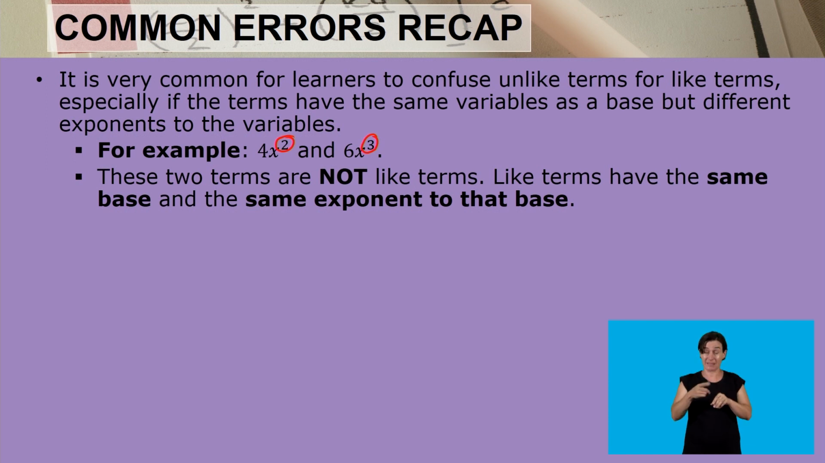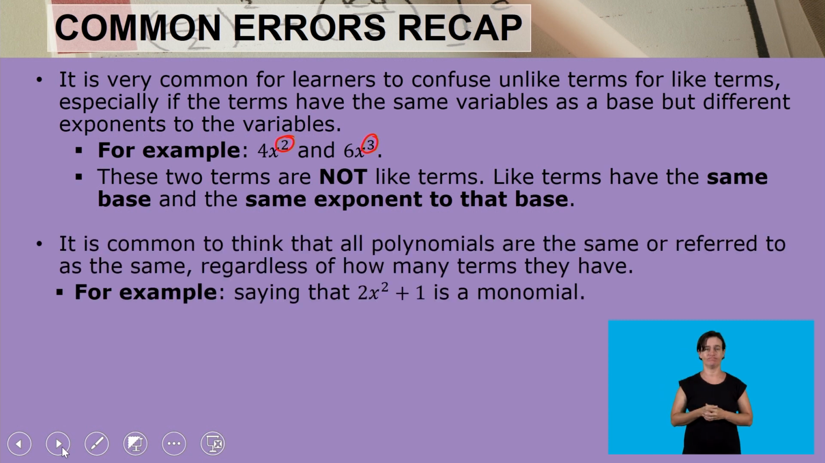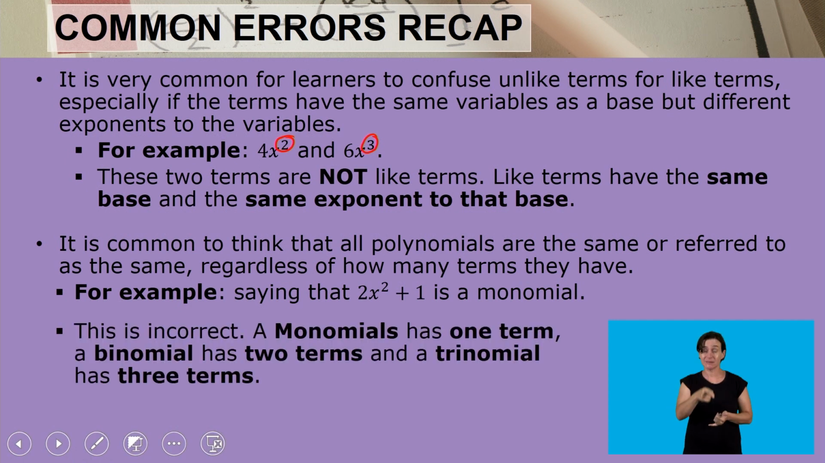Like terms have the same base and the same exponent to that base. So we should keep that in mind. Then it is common to think that all polynomials are the same or referred to as the same, regardless of how many terms they have. For example, saying that 2x squared plus 1 is a monomial. Now, of course, this is not a monomial. We know that monomials have one term, a binomial has two terms, and a trinomial has three terms.